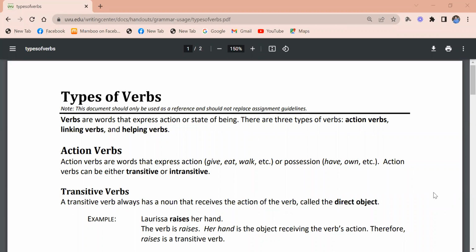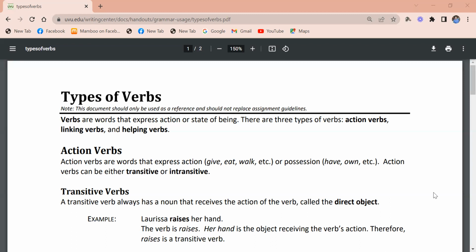Our topic for today is types of verbs. Of course, we all know that verbs are words that express an action or state of being. In Filipino, it is pandiwa. There are three types of verbs, so do not be confused. We have action verbs, linking verbs, and helping verbs. Later in our discussion, we're going to find out the differences of these three types.